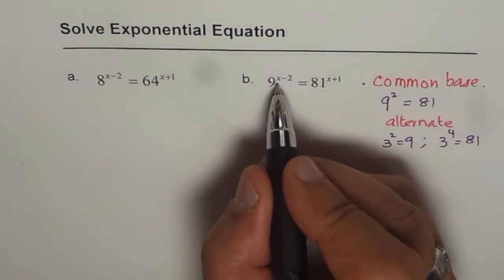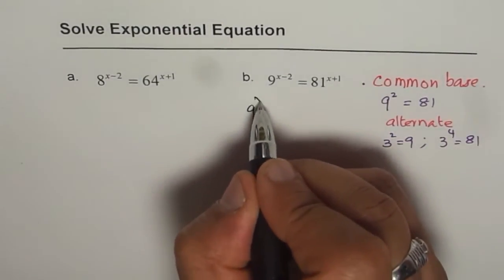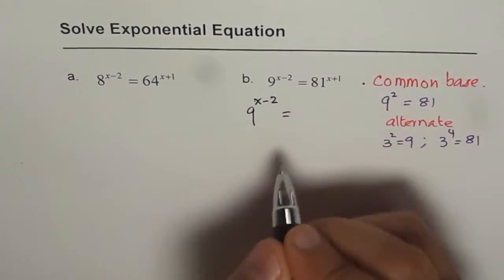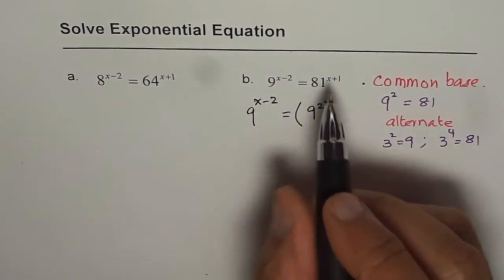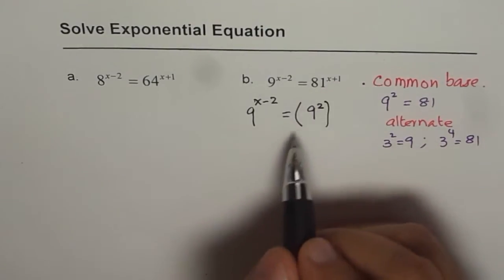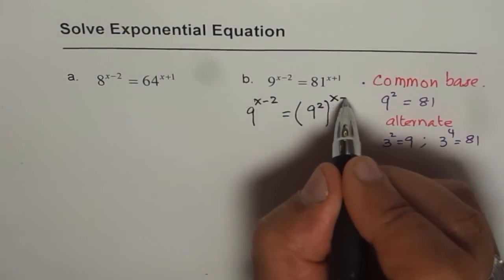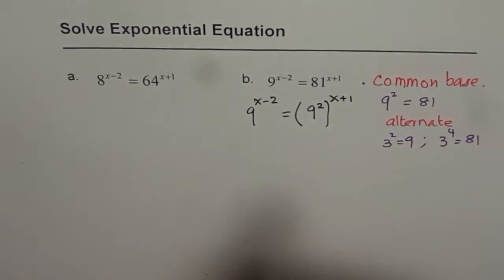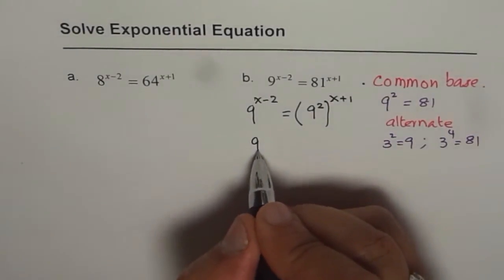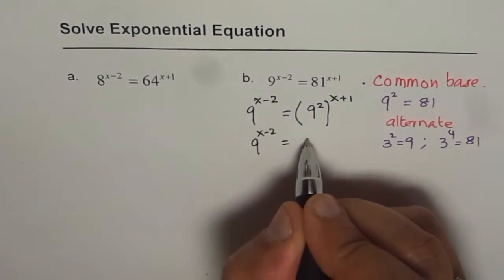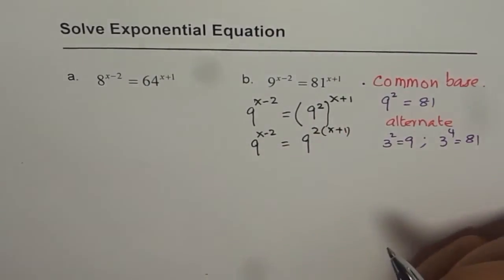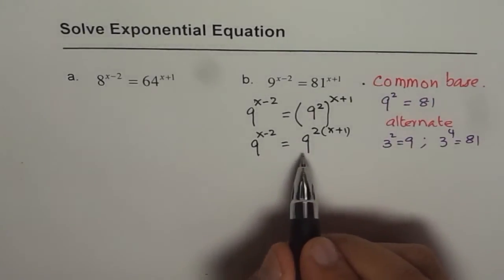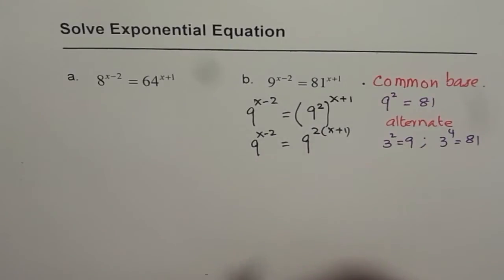So we have 9 to the power of x minus 2 on the left side. Let's keep 9 to the power of x minus 2 there. And instead of 81, I'm going to write 9 squared. So 81 is replaced by 9 squared. We had 81 to the power of x plus 1, so it becomes 9 squared to the power of x plus 1. Now we'll apply the power rule. So we get 9 to the power of x minus 2 equals 9 to the power of 2 times x plus 1. So they get multiplied, right? Since the base is the same, for this equation to be true, their exponents should also be the same, right?